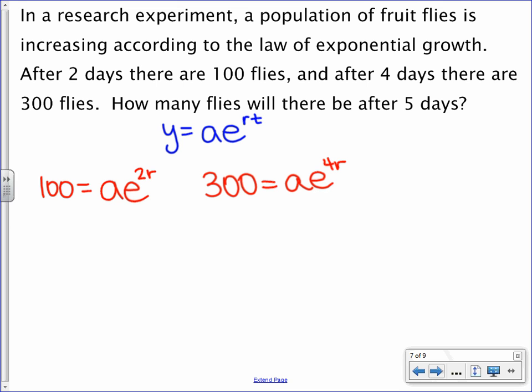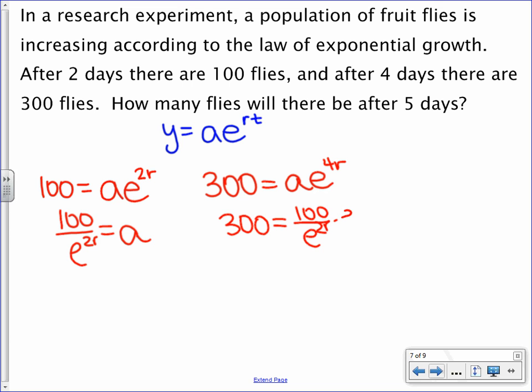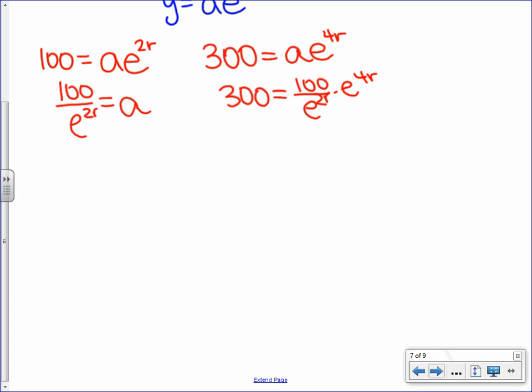We have 2 equations with 2 unknowns, right? So can we solve for A here? And then if we plug that in for A over here, then this equation is all in terms of R. Can we solve for R? Yes, Ms. Holman, we can. So this is 300 equals 100 times e to the what power?